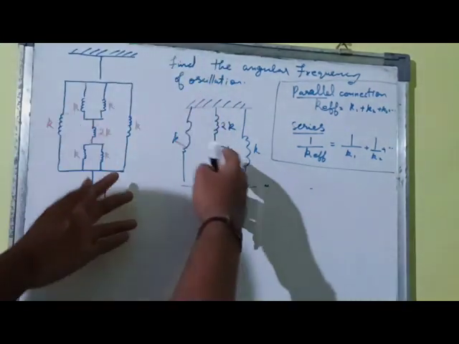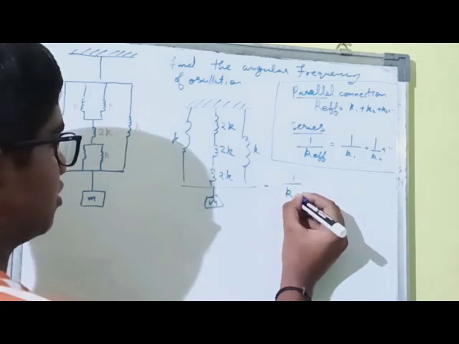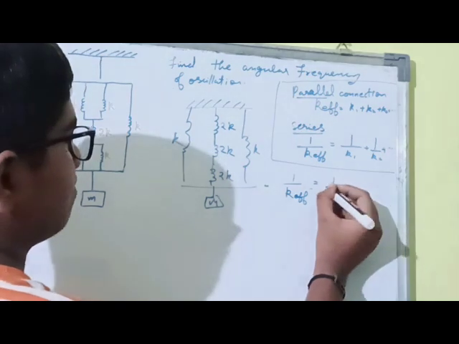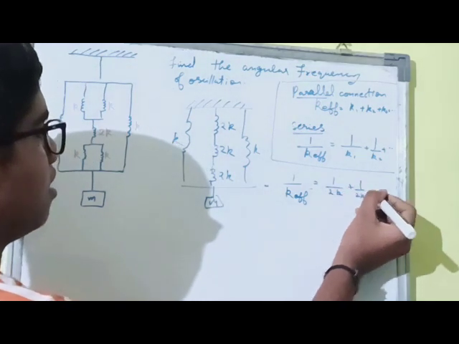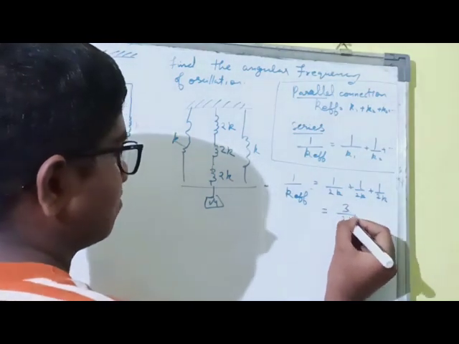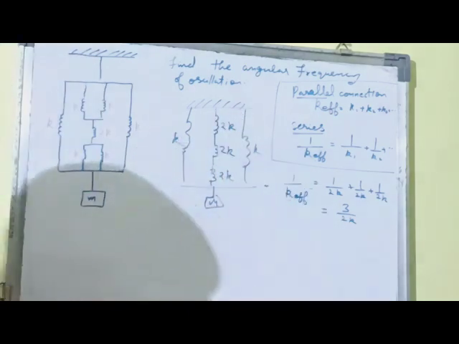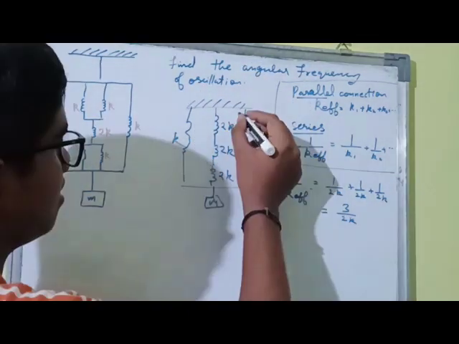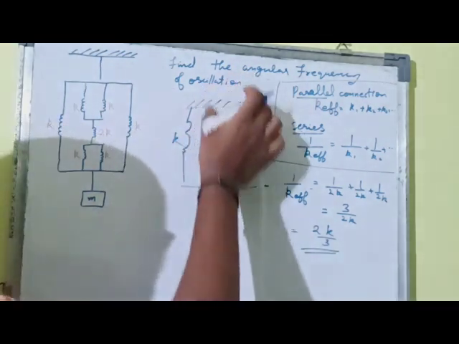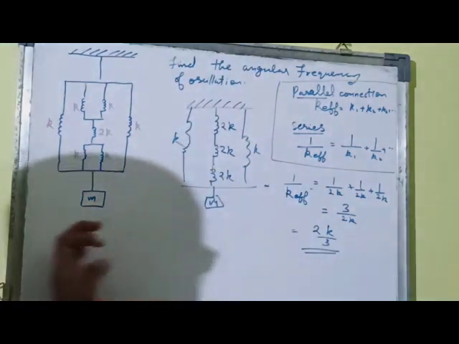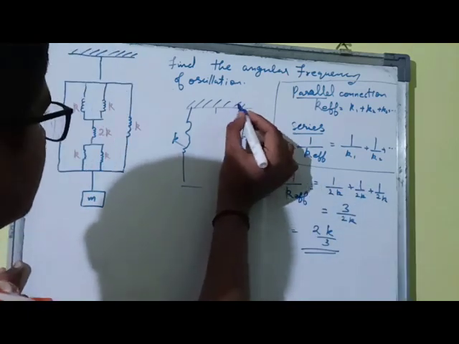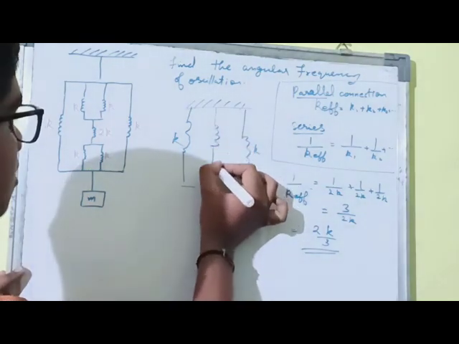So what we should do is to find the effective spring constant. So we will be able to simplify three springs into one. 1 by K effective will be equal to 1 by 2K plus 1 by 2K plus 1 by 2K. Now the sum will be 3 by 2K. Therefore the effective spring constant of these three will be 2K by 3. I hope this is clear. Now I will just erase this diagram and instead we will replace these springs with a single spring of constant 2K by 3.